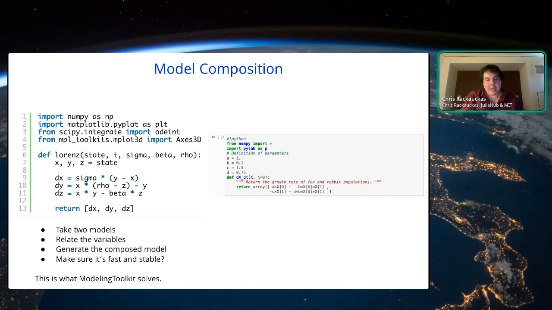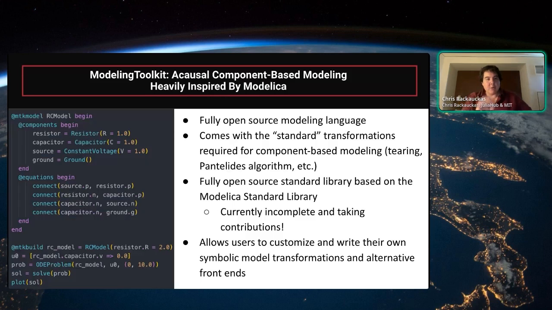And so this is exactly the problem that Modeling Toolkit is solving, right? Because really the question is, how do I compose two models, but make sure that I get a fast and stable way to solve it, and then be able to actually run real scalable solvers on the composed part, right? So hopefully that sets up what this is all about. Now, this is what it looks like in practice.